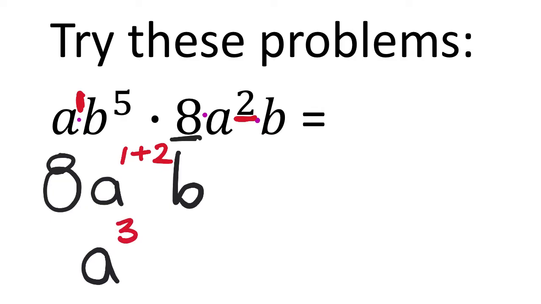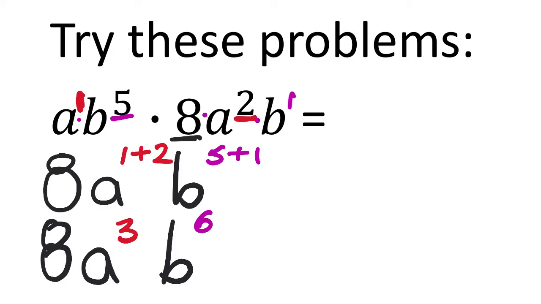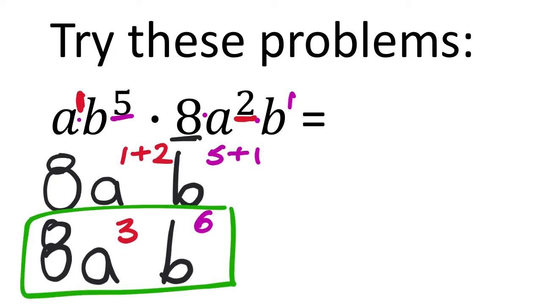Then the base b has exponents of 5 and then another phantom 1. So 5 and 1, we're going to add those two exponents because the bases are being multiplied. So that would end up being b to the power of 5 plus 1, which is 6. b, the base, to the power of 6, the exponent. And don't forget the 8 there when you write this down finally, because that's part of the expression in the end as well.